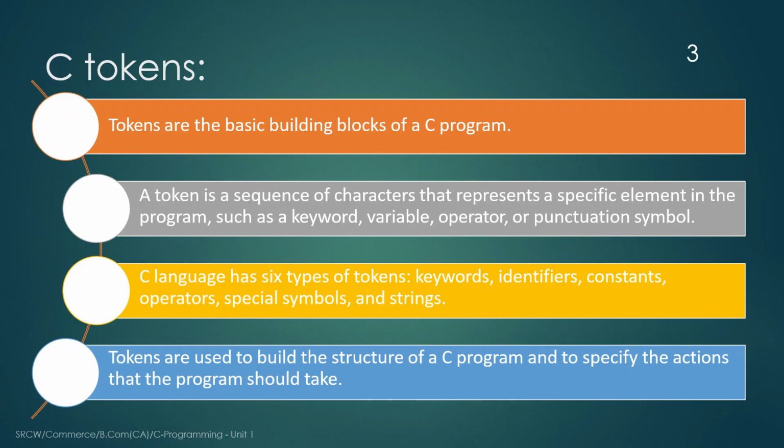A C token is simply a sequence of characters that represents a specific element in the program. For example, a keyword like if, a variable name, an operator like plus or minus, or even a punctuation mark are considered tokens. C language recognizes six main types of tokens, and these tokens together form the syntax of any program.